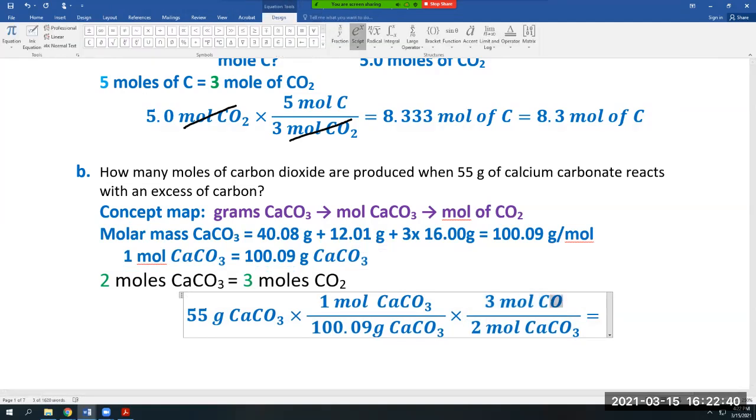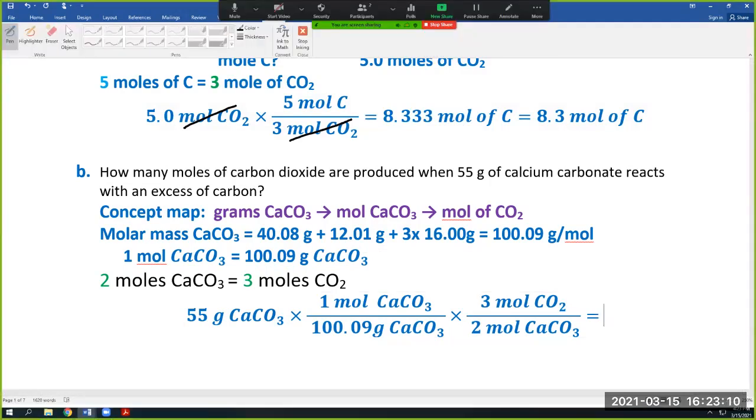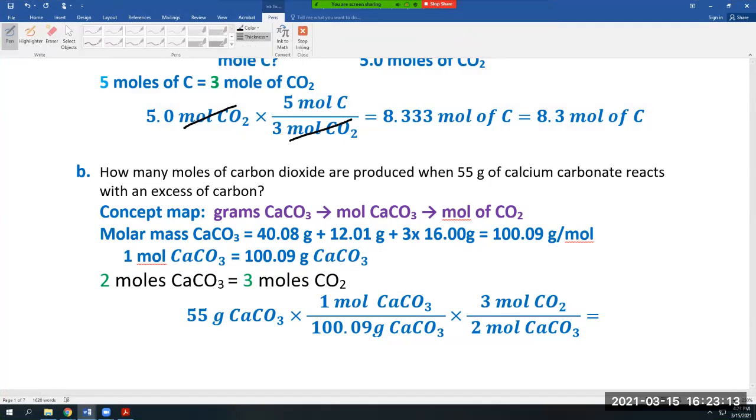3 moles of CO2 on the numerator. And so we can see that units cancel. I'll do it once I have an answer there. So we can show how we are canceling grams of CaCO3 in the first step, and then moles of CaCO3 in the second step.